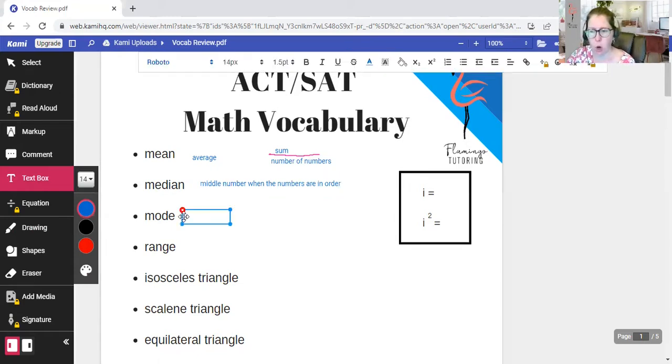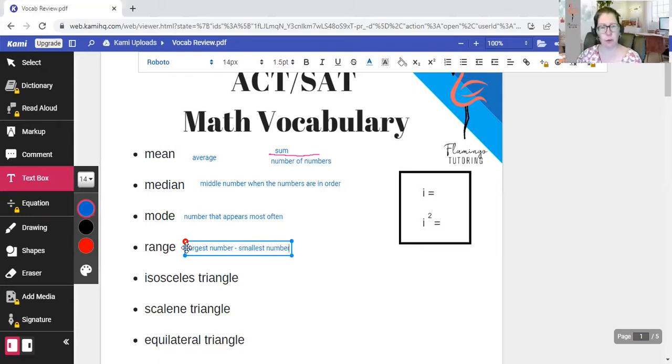Then we have mode. Mode is the number that appears most often. All right. And then range is the number found by doing the largest number minus the smallest. All right, so if you have a list of numbers that go from 1 to 10, your range is 10 minus 1, 9.